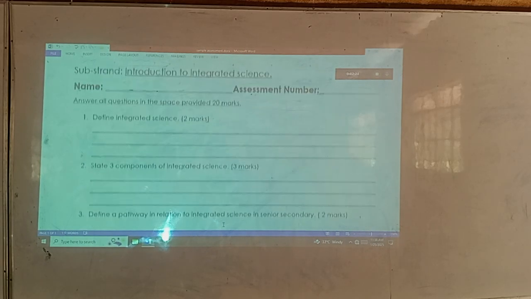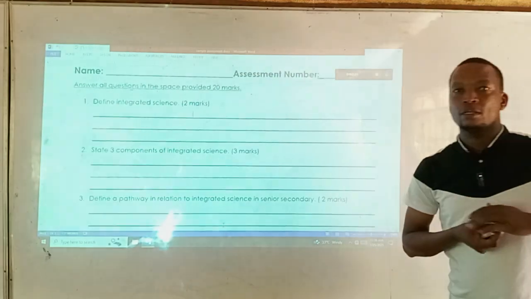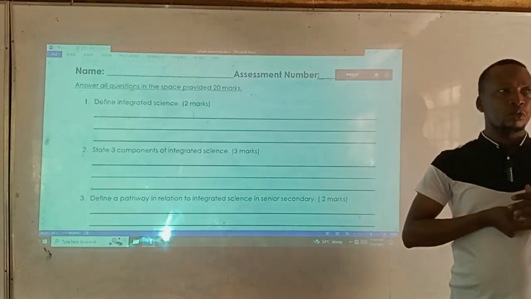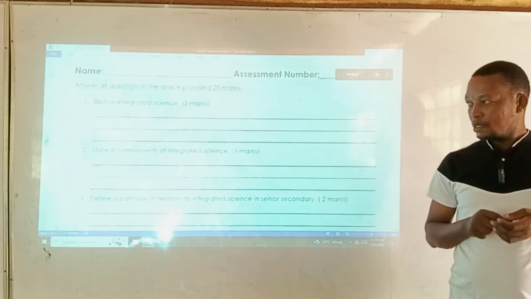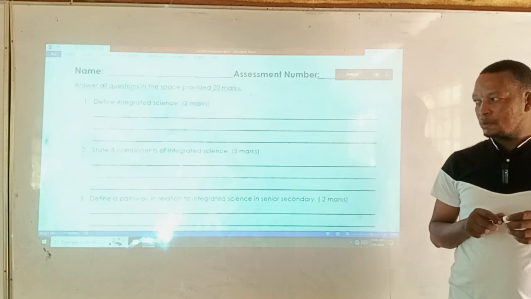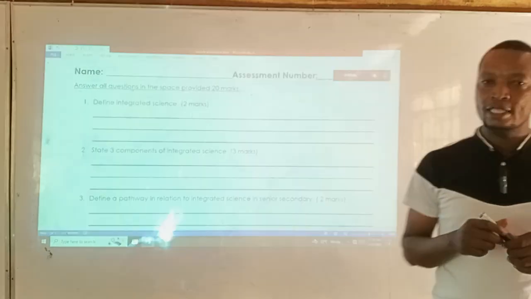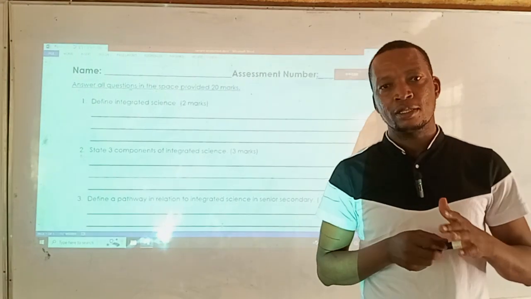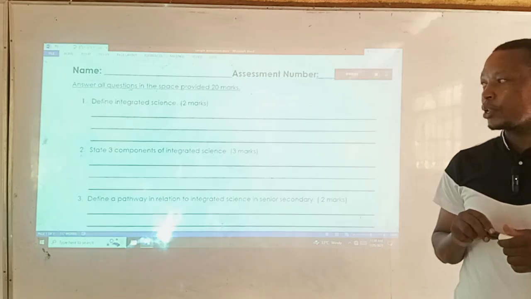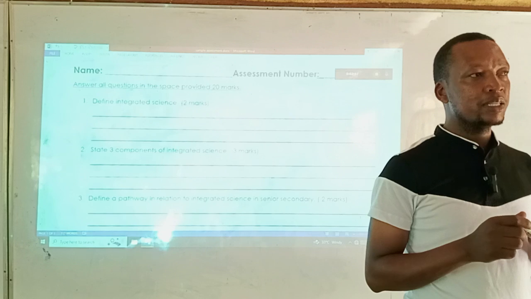Question 2. Let me have one group to read for us question 2 from the whiteboard. Yes, group 6. Three components of integrated science. Here you are required to state the 3 components. We did that one in the class, and I think that one was very easy.